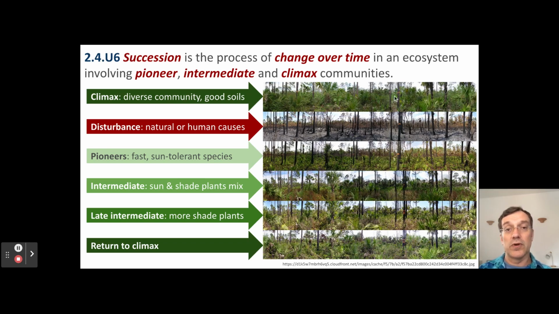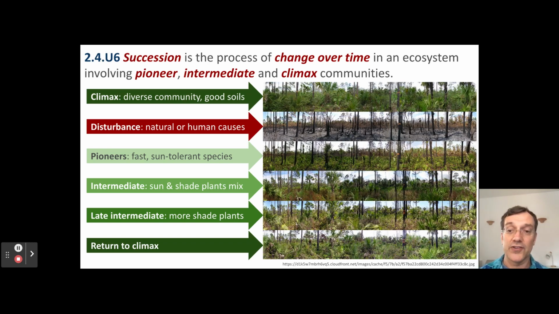Climax is what we would call the long-term stable state community that will exist in the landscape without any type of disturbance. In this visual here, you can see there was some type of a disturbance, either natural or human caused. This looks to be some type of fire. And so the very first populations that move in, the very first communities of plants and animals, are your pioneers.